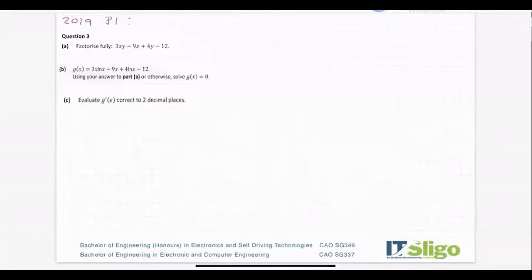Okay, so let's have a look at the 2019 question. A little bit of algebra first. Part A: factorise fully 3xy minus 9x plus 4y minus 12. Part B: g of x is equal to 3x ln of x minus 9x plus 4 ln of x minus 12. Use your answer to part A, or otherwise, solve g of x equals 0. And part C: evaluate g dash e correct to 2 decimal places. So this was the 2019 question. Give this one a go.